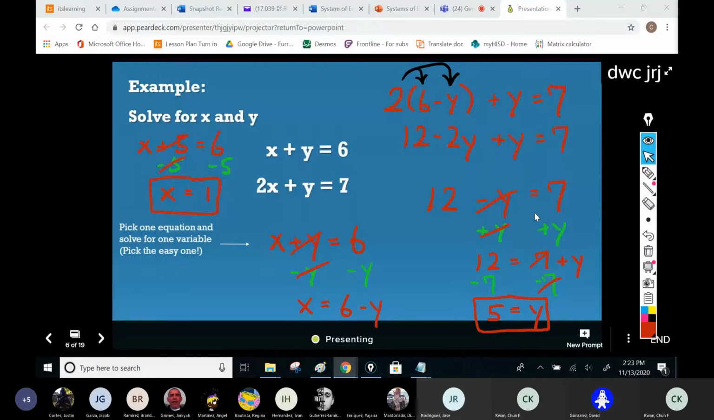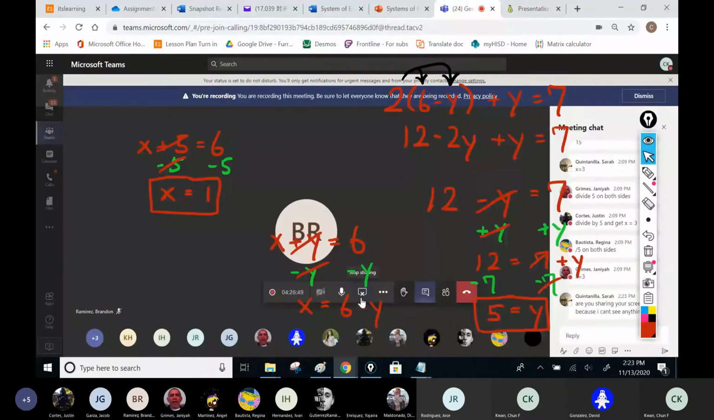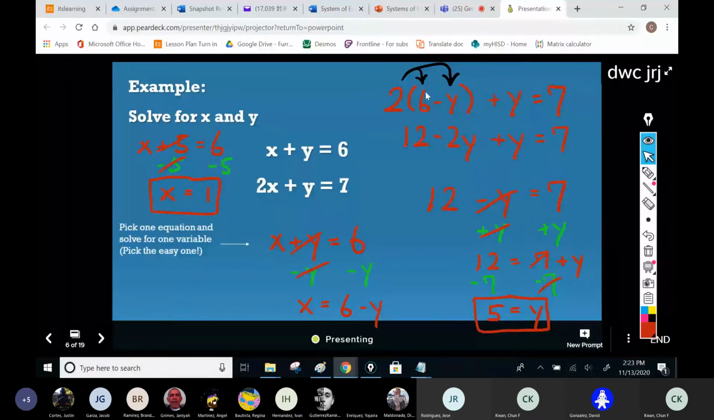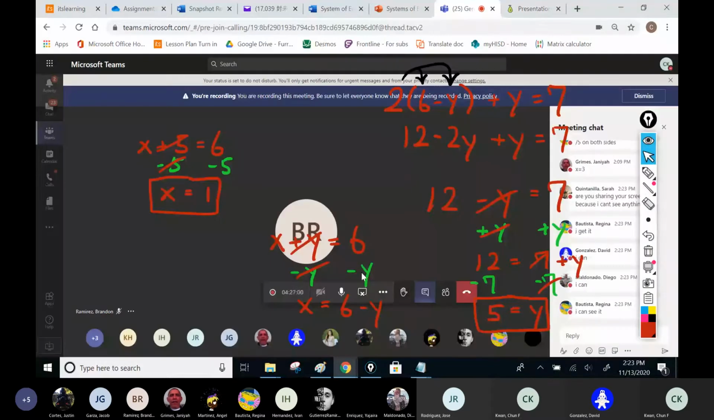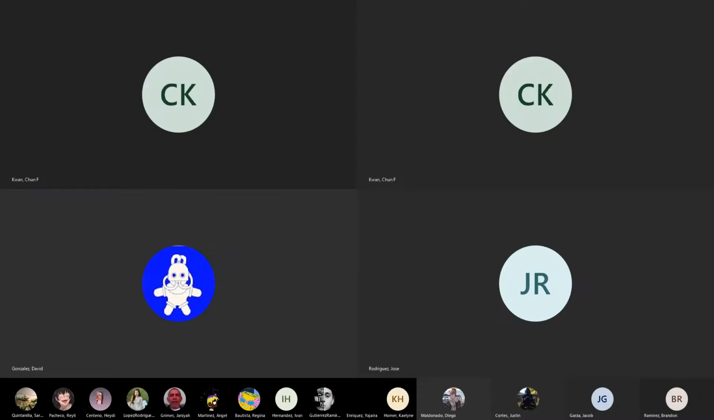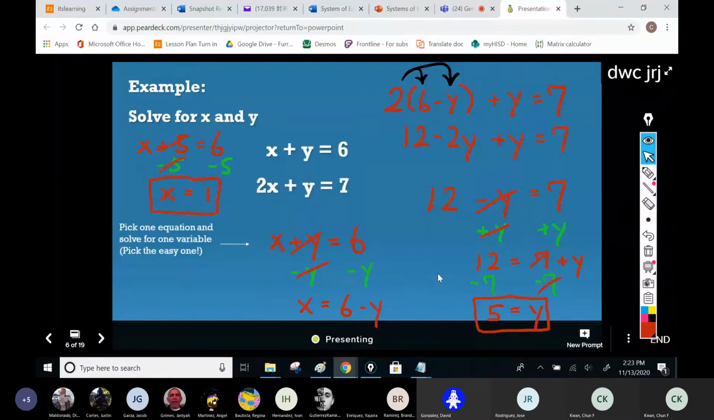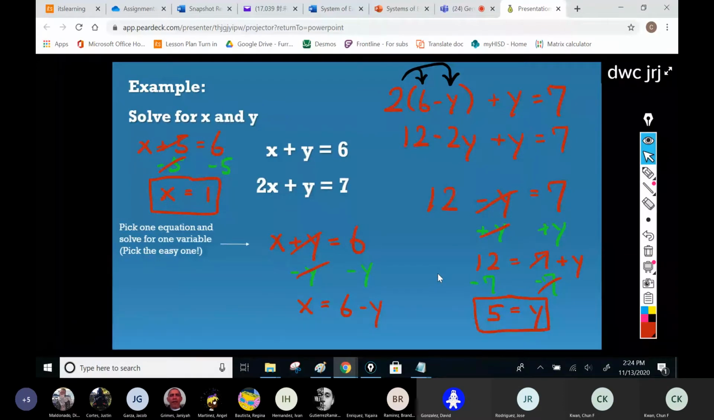Oh, wait, what? My screen is not... Wait, can you guys see my screen? Wow, you scared me for a little bit. I thought that the whole time my screen was not working. Let me do this again. All right, Sarah, can you see it right now? Is it working? Okay, okay, okay. All right.